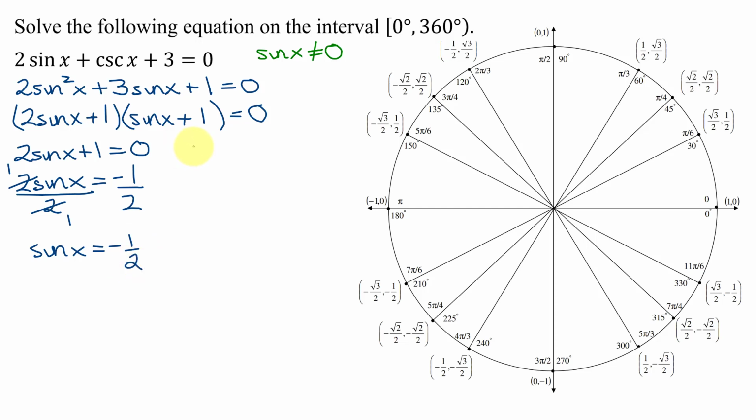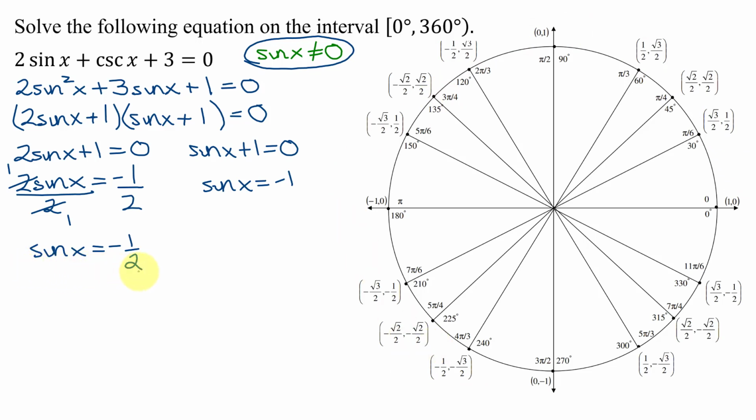And from the second factor, sine x plus 1 equals 0. Subtract 1 from both sides, sine x equals negative 1. Now, don't forget, we have to check against our restrictions. Are these two okay? Yes, neither of them is sine x equals 0. So now we just go to the unit circle.